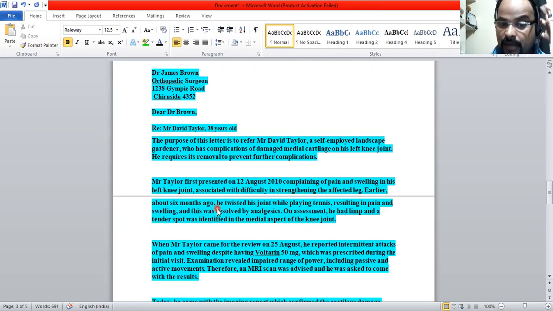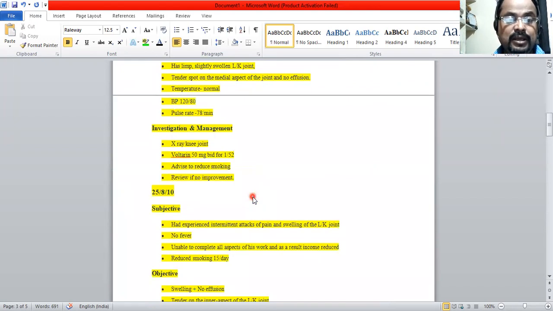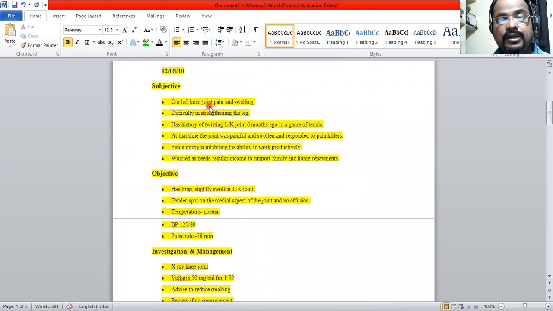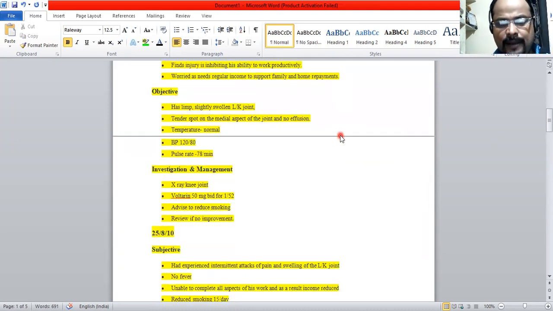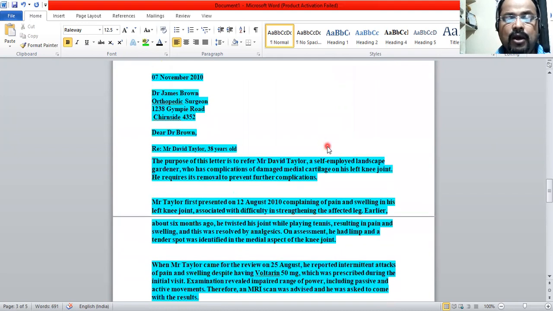Now, earlier, 6 months ago, he twisted his joint while playing tennis, resulting in pain and swelling, and this was resolved by analgesics or painkillers. We have written all these things in a single sentence. You can see what happened to him: he has knee joint pain and swelling and difficulty in straightening, and a twist happened 6 months ago. It was painful, and it was relieved by the painkillers. Up to this point we have written all this in 2 sentences, using commas to join the parts. So many parts are there.